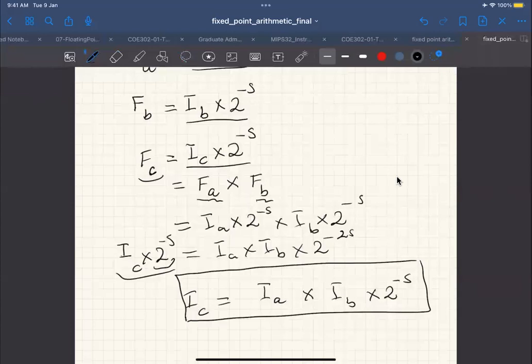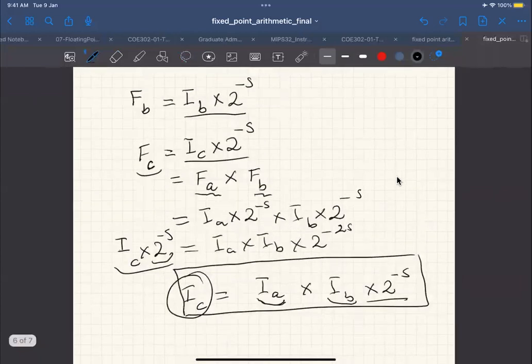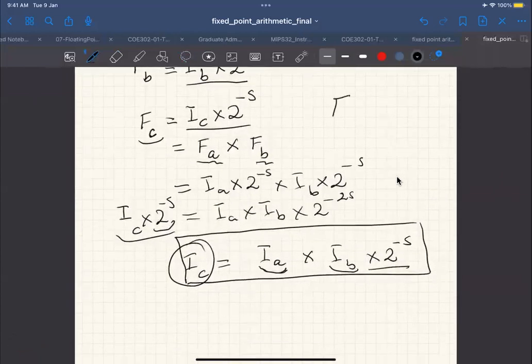You just multiply the integer. This is integer multiplication, IA times IB. Then you shift to the right by S bits. This is exactly how you get the integer bits of C. Then you know that the value of C is going to be the integer value of C multiplied by 2 to the negative s, to get the value here.